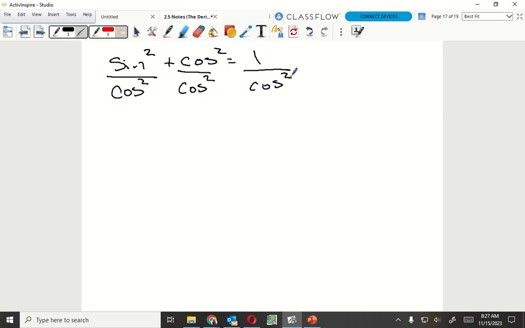All right. Let's see if this works. What is sine over cosine? Tangent. So this first term is going to be tangent squared plus, what is cosine over cosine? 1. So cosine squared over cosine squared, still 1, equals 1 over cosine squared is?